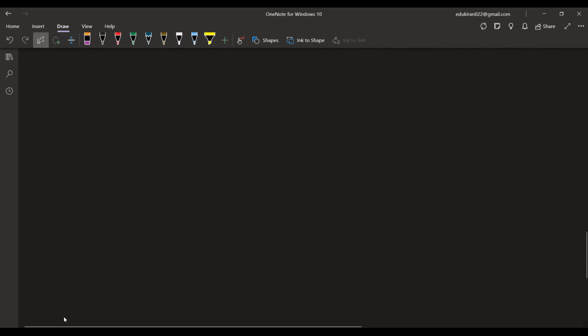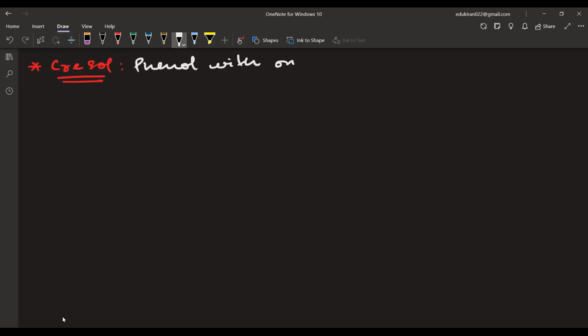Right here, another important structure having an OH group is cresol. Now, what is cresol? Cresol is a phenol with one CH3 group. So you write phenol with OH, and if you have CH3 here, then this is o-cresol. That means the CH3 is in the ortho position.